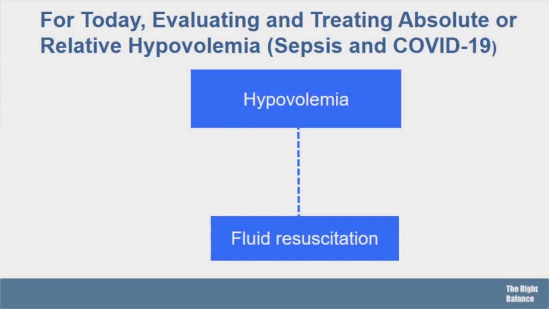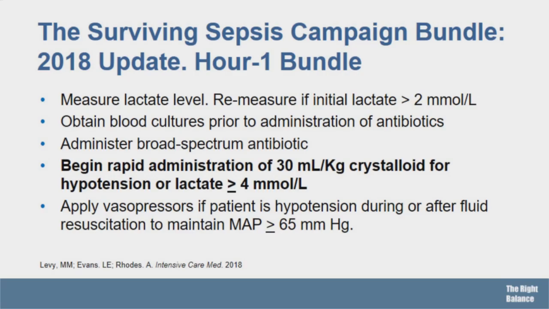Okay, so for today, we're going to think about the evaluation and treatment of absolute or relative hypovolemia, relative because I have a large vascular bed, and that most particularly is going to relate to sepsis and COVID-19, but also to hypovolemic shock. So what we want to remember is that the last update in 2018 of the Surviving Sepsis Campaign, with new updates coming out pretty soon in the fall, was to always consider, in terms of therapeutic intervention, broad-spectrum antibiotics and rapid administration of 30 mL/kg of crystalloid for hypotension or lactate levels greater than 4.